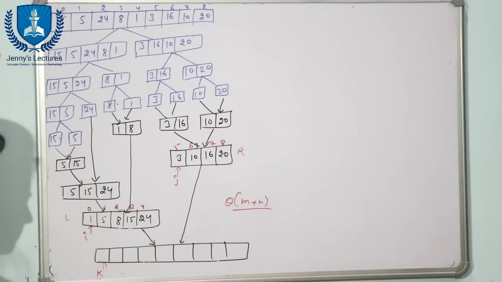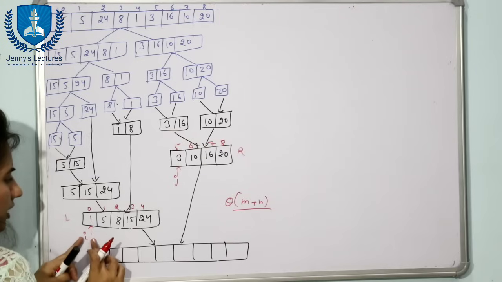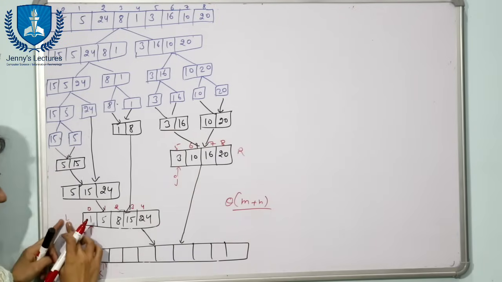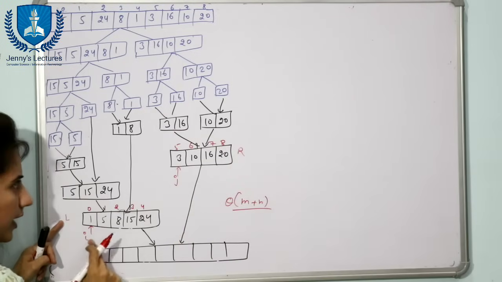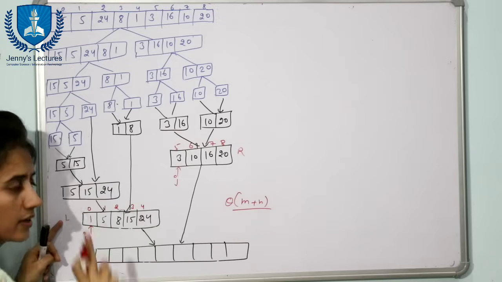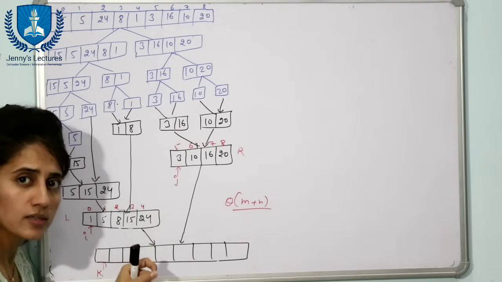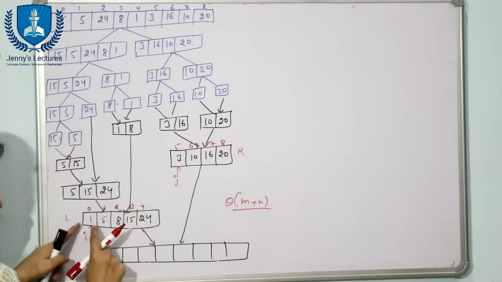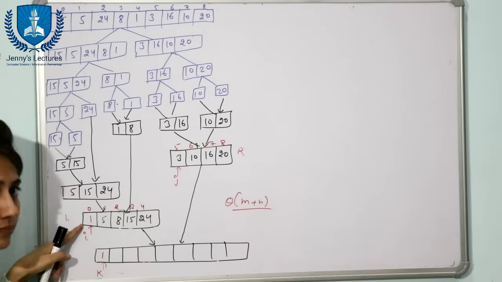First step is, we are going to compare the first element of this with this. Suppose this name is L, this name is R. So now we are going to compare L of I with R of J, and whichever element is less, we are going to put that element into this sublist. Fine. So 1 and 3, which one is less? 1. So we are going to put 1 here.